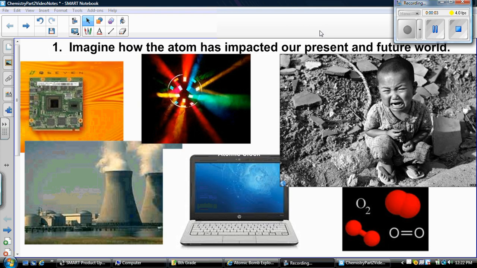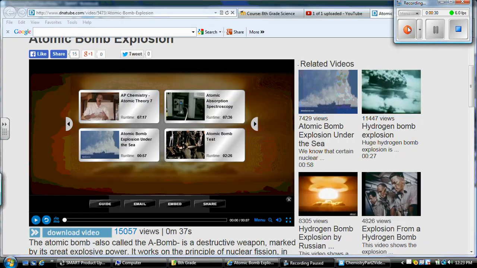Okay, this next unit is our chemistry part 2 unit, which means we're going to go into more details and more information about chemistry. And we're going to start off with an essential question. Imagine how the atom has impacted our present and future world. So learning about matter and learning about the structure of an atom has impacted our past and our present. So let's take a look at an example of that.